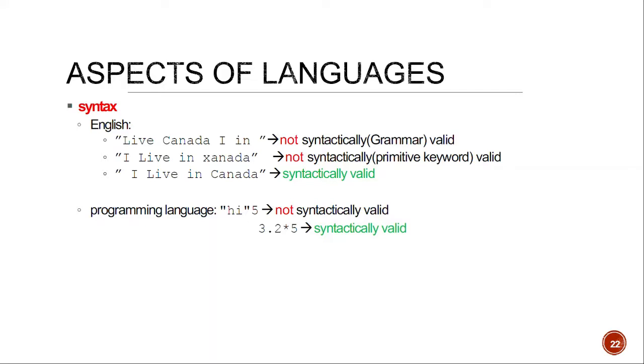The same applies to a programming language. For example, you cannot add a number to a string because this is not syntactically valid. However, you can multiply a float by an integer because they are both numbers.